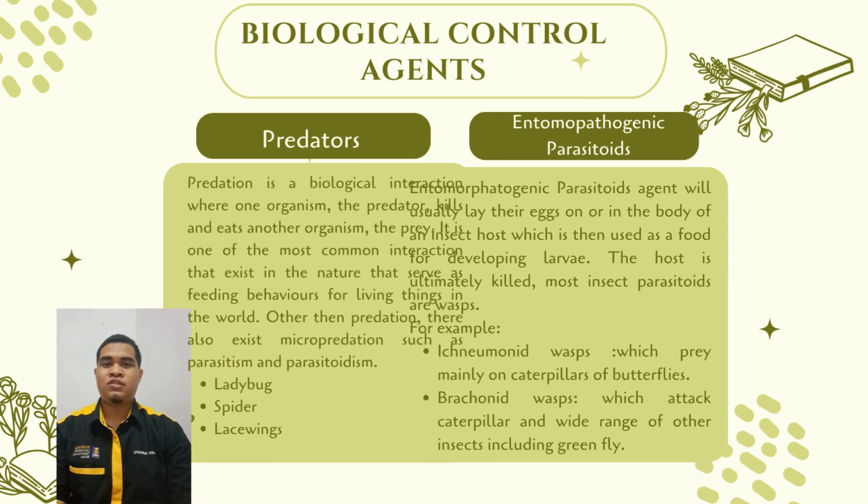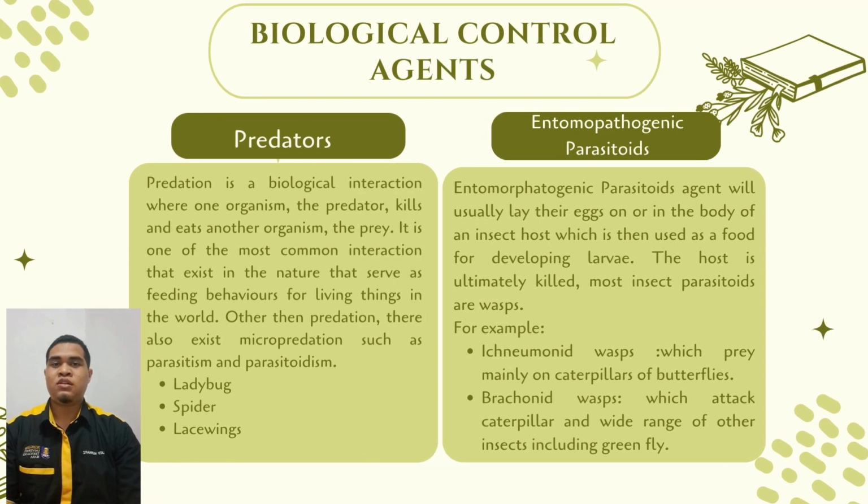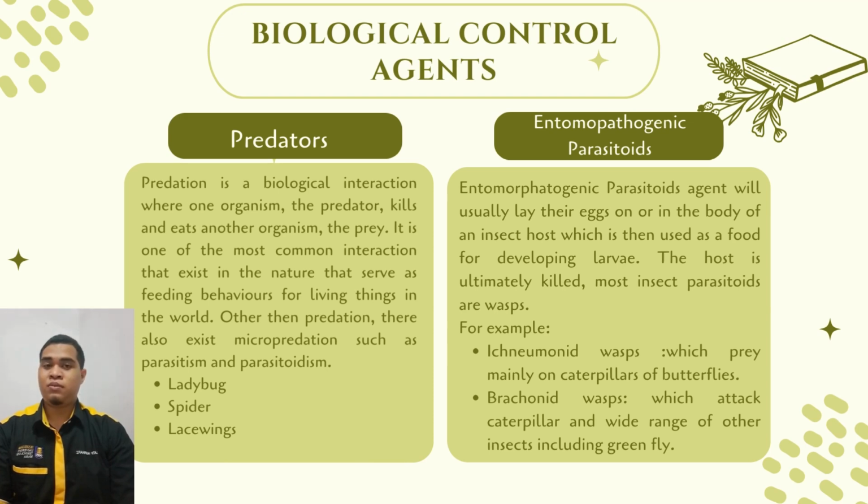Predation is a biological interaction where one organism, the predator, kills and eats another organism, the prey. It is one of the most common interactions in nature that serve as feeding behavior for living things in the world. Other than predation, there also exists micropredation, such as parasitism, which usually does not kill the host, and parasitoidism, which will usually kill the host but will take a long time. An example of predation is ladybugs and spiders that prey on aphids that are destroying the plant.